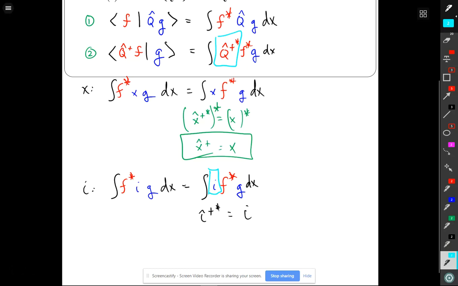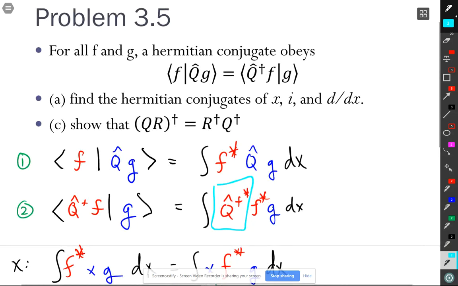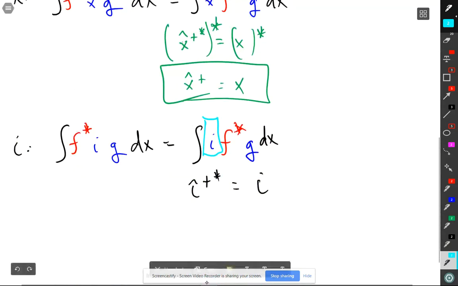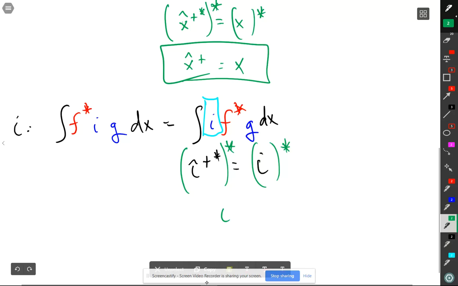How can you compare the second form to the first? Because that's the definition of Hermitian conjugate. Hermitian conjugate says the two have to equal. So that's what our test is. So I have i dagger star is equal to i, so I'm going to take the complex conjugate of both sides. And I get then that the Hermitian conjugate of i, what's i star?